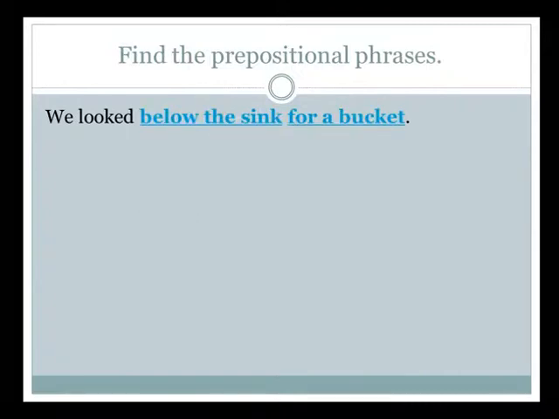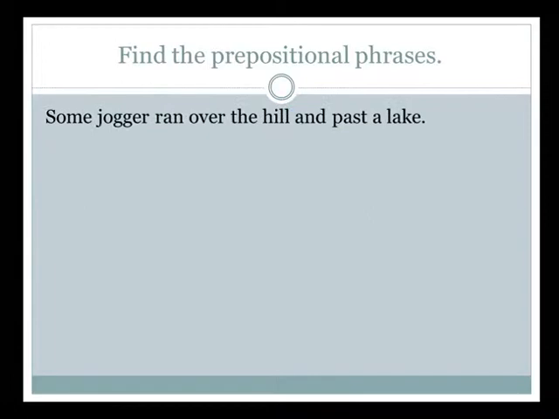Some jogger ran over the hill and past a lake. So some jogger. Jogger is a noun here. Some is a determiner, or you could also call it an adjective before that. Ran over the hill. Over is a preposition. So over the hill becomes a prepositional phrase. And past a lake. Past is a preposition. Past a lake becomes a prepositional phrase coming up here.